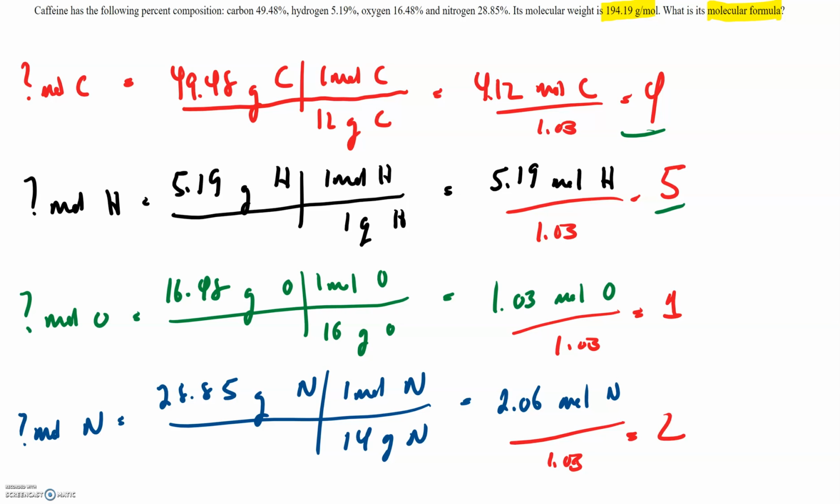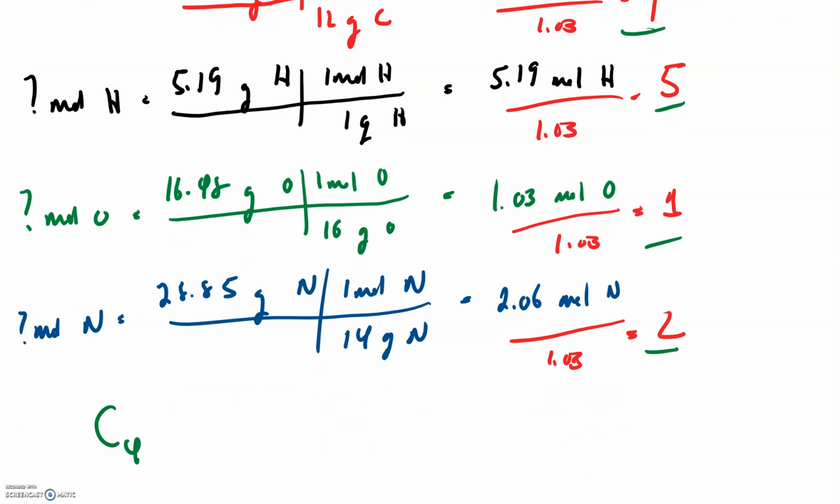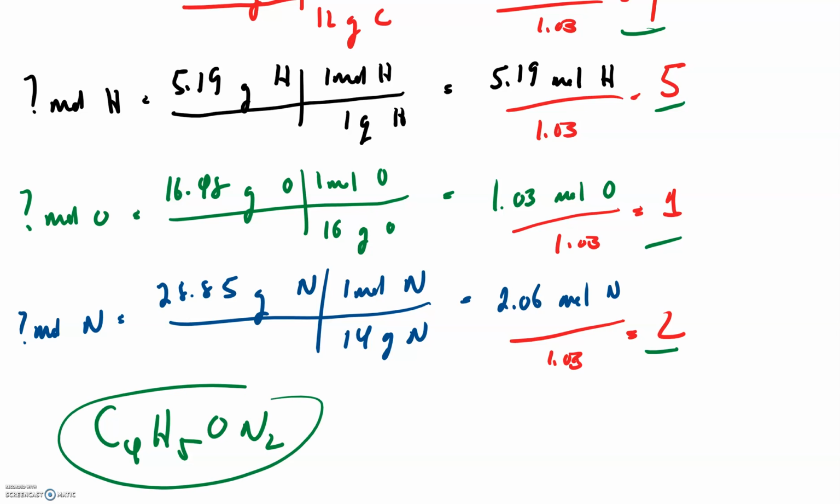So what is our empirical formula for this compound? 4 carbons, 5 hydrogens, 1 oxygen, 2 nitrogens gives us C4H5ON2. But this is the empirical formula. The question is asking for the molecular formula. So obviously there's something different. How do we do this?